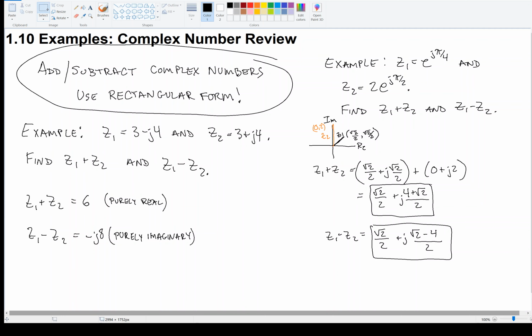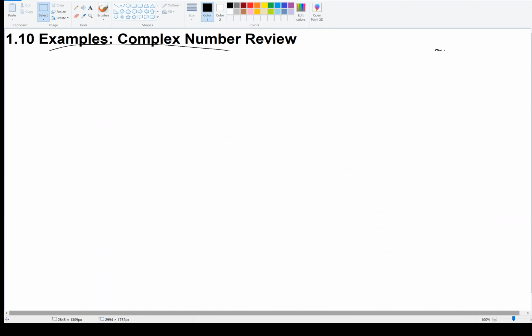Let's look at multiplying and dividing now. Multiplying. Well, because of properties of the exponent, same base, add the exponents. Dividing, same base, subtract the exponents. It's actually easier to perform multiplication and division using exponential form.